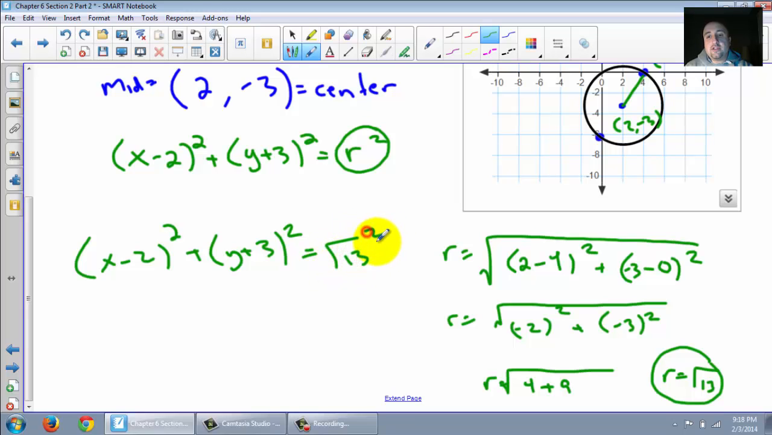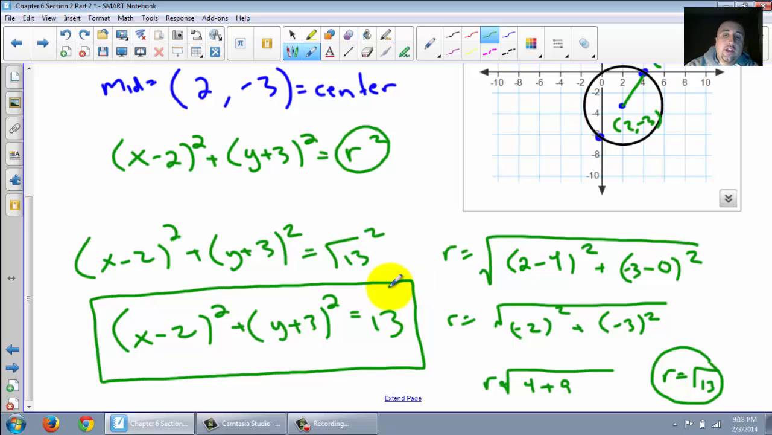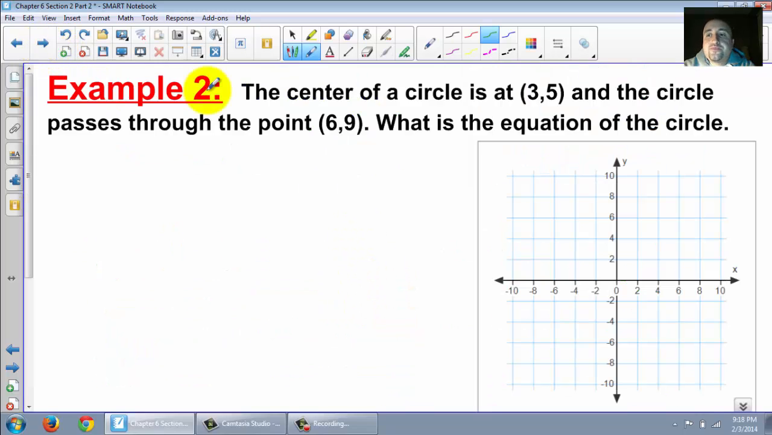So the square root of 13 squared is equal to, finish writing this, square root of 13 times square root of 13 is 13. So that is our final equation: (x - 2)² + (y + 3)² = 13. All right. Example number 2.